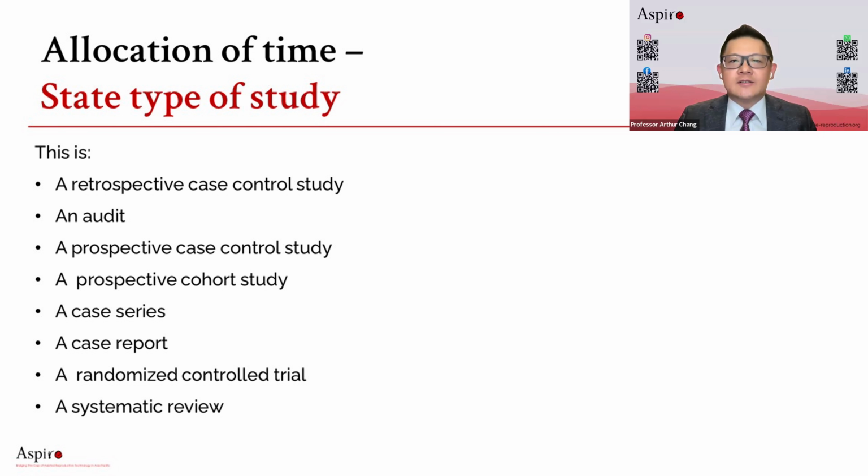Hi, I'm Arthur Chang. I'm going to discuss the allocation of time, state, type of study. This is a retrospective case control study, an audit, a prospective case control study, a prospective cohort study, a case series, a case report, a randomized controlled trial, or a systematic review.